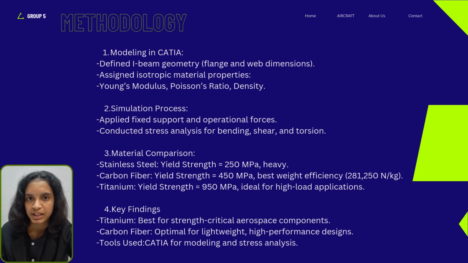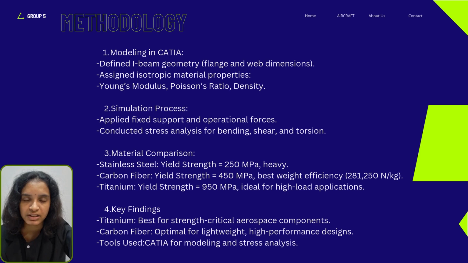Material properties were assigned to the I-beam with isotropic characteristics, ensuring uniformity in mechanical behavior across all directions. Specific values for Young's modulus, Poisson's ratio, and density were applied to each material. For instance, stainless steel was assigned a Young's modulus of 210 gigapascals, a Poisson's ratio of 0.3, and a density of 7,850 kg per cubic meter.